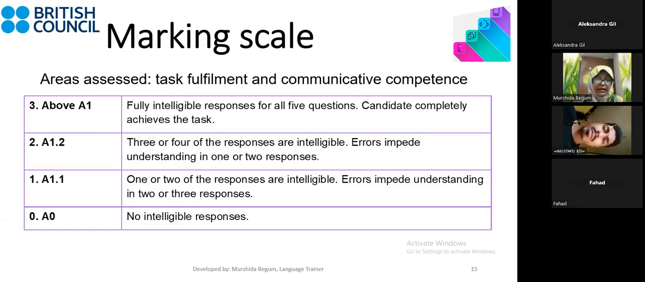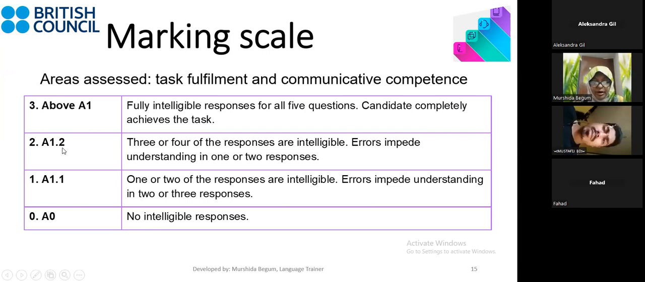All right. And the marking scale, this is full task fulfillment and communicative competence. Over here, it is above A1. If you are scoring them above A1, the responses will be fully intelligible for all the 5 questions, and the candidate completely achieves this task. That is, when that is done, the candidate would receive above A1.